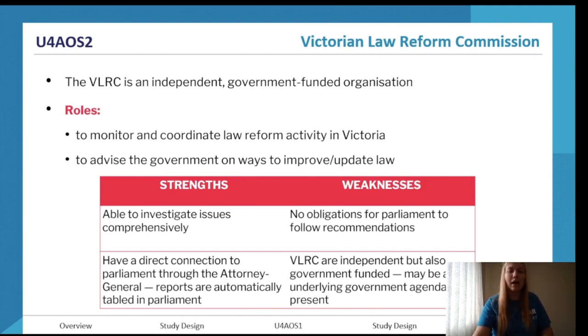Lastly, have a look at the VLRC. It's an independent government funded organization that you will study, and they monitor and essentially coordinate law reform activity in Victoria and advise the government on ways to improve and update law. They're able to conduct comprehensive reviews into an area where potential law reform may be needed if the government initiates this, and they have direct connections to Parliament through the Attorney General.